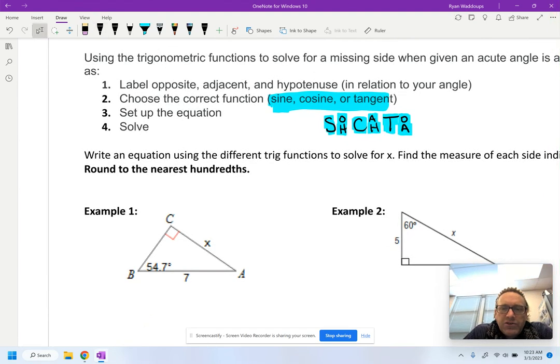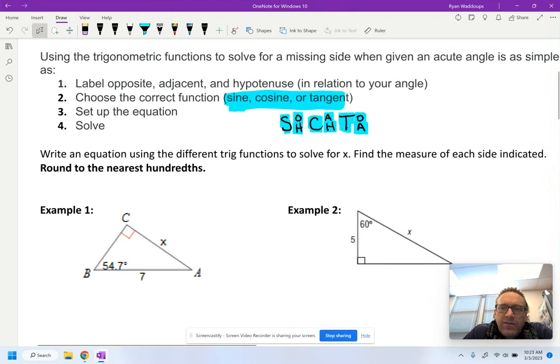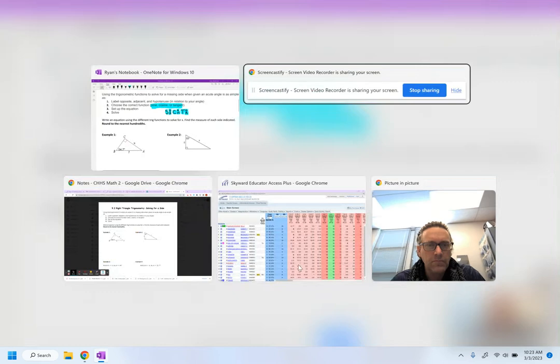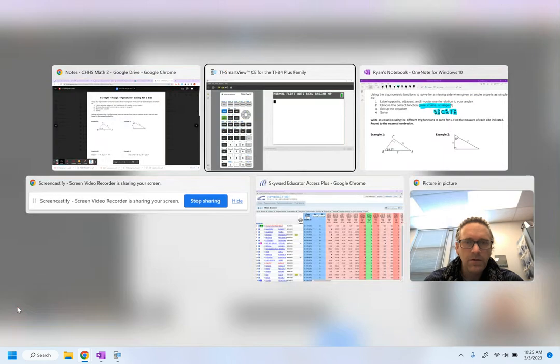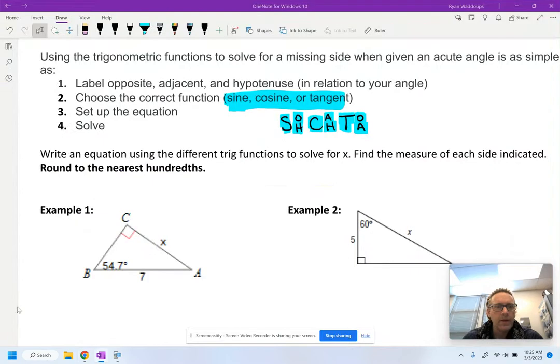All right. Write an equation using the different trig functions to solve for x. Find the measure of each side indicated, round to the nearest hundredths. I'm going to pause here for just a second to get my calculator out. Okay, welcome back. All right.